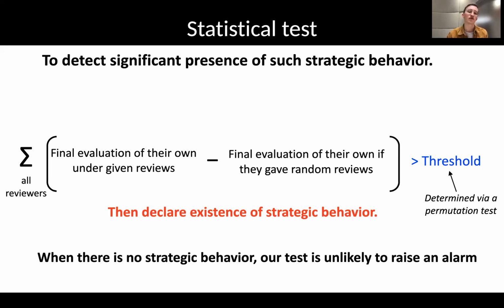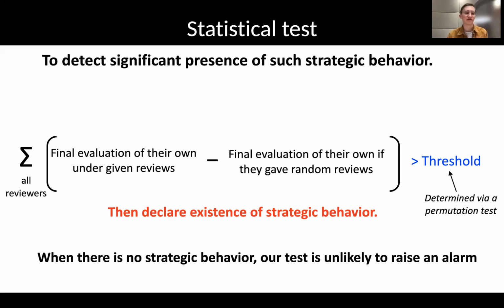And I definitely won't go into details, but we can show that by doing so, we design a test which is first reasonable. Like we expect this test to detect strategic behavior. And we can also prove that when there is no strategic behavior, our test is unlikely to raise an alarm. So if there is no strategic behavior, then our test can control the false alarm rate at any requested level.